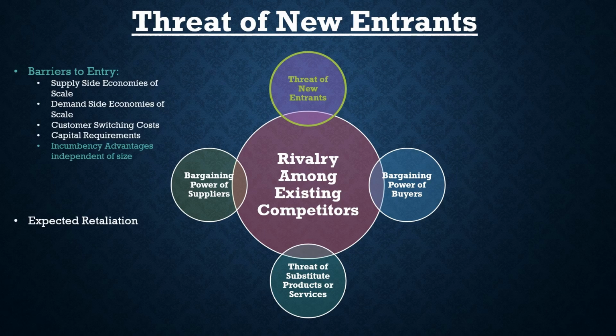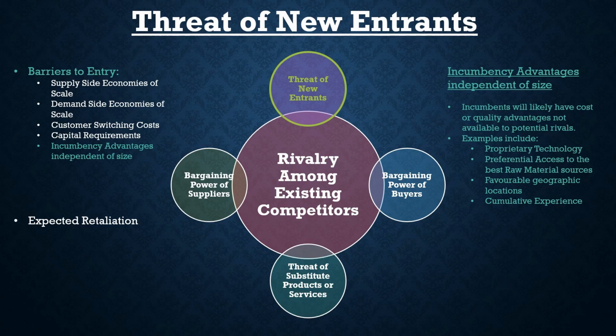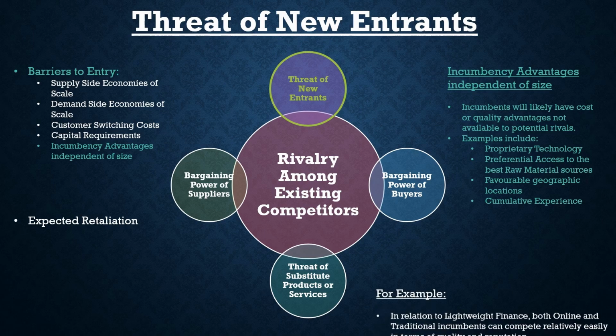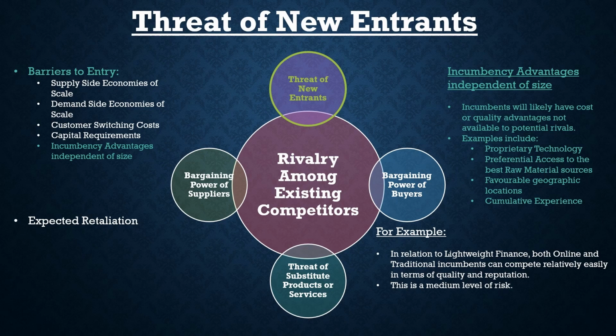The next point to consider within barriers to entry is incumbency advantages, independent of size. Incumbents will likely have cost or quality advantages not available to potential rivals. Examples include proprietary technology, preferential access to the best raw material sources, favorable geographic locations, cumulative experience. For example, in relation to lightweight finance, both online and traditional incumbents can compete relatively easily in terms of quality and reputation. This is a medium level of risk.